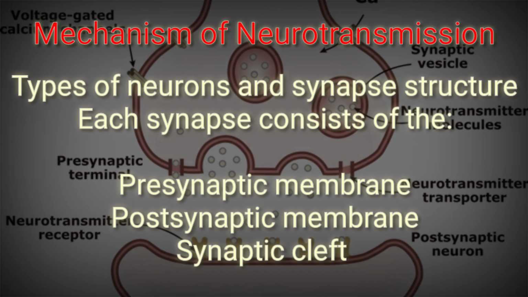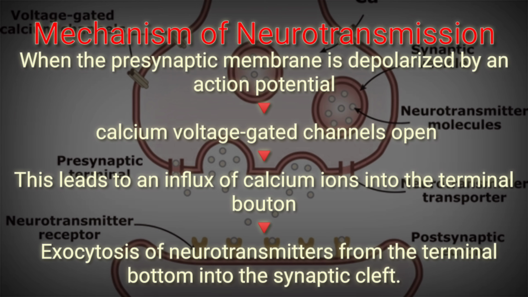Types of neurons and synapse structure. Each synapse consists of the presynaptic membrane, postsynaptic membrane, and synaptic cleft. Inside the terminal button of the presynaptic nerve fiber, numerous vesicles that contain neurotransmitters are produced and stored.